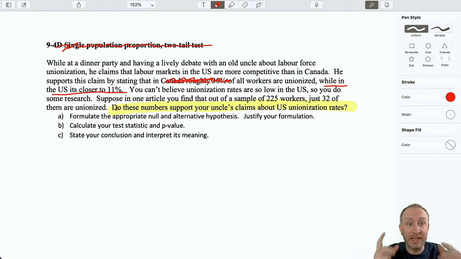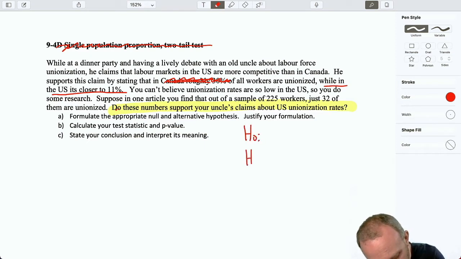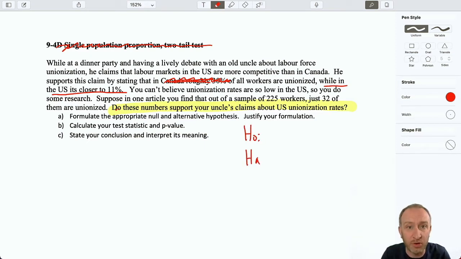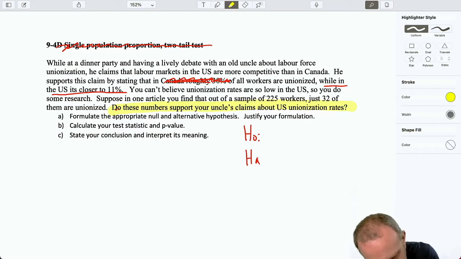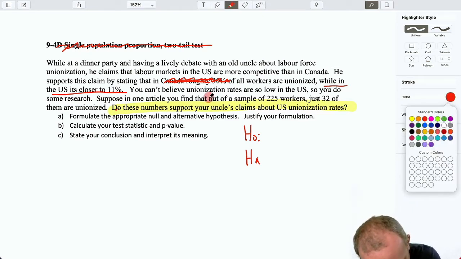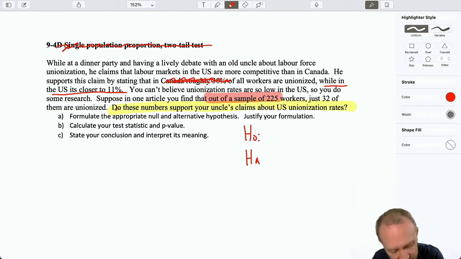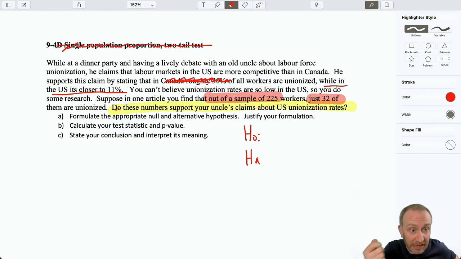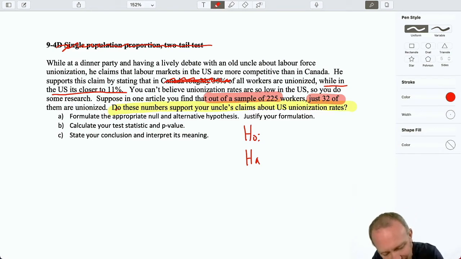Now, I know that it's a proportion. So when I'm formulating my test, step one, I know that it's a proportion because here it is saying out of 225 workers, 32 of them meet whatever criteria we're measuring. And here that criteria is, are you unionized? Yes or no? Here we have 32 yeses. So that's 32 out of 225. So that's telling us that this is a proportion.